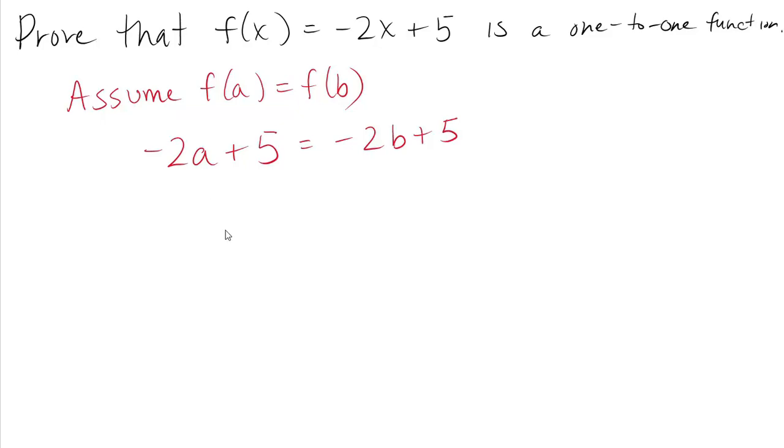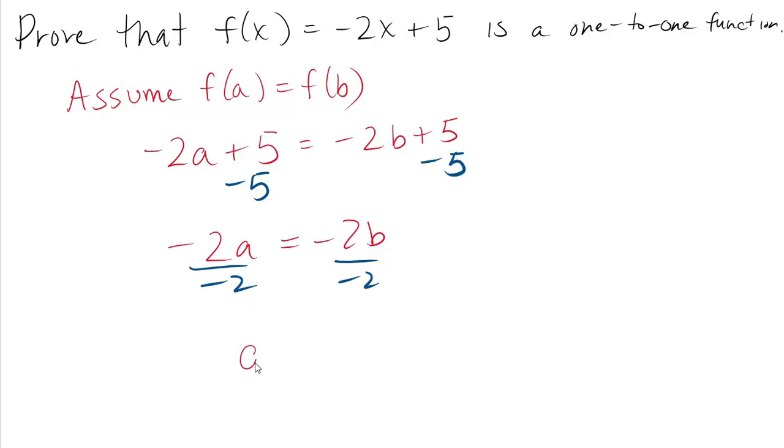So I would subtract 5 from both sides. That's negative 2a equals negative 2b. Then we divide both sides by negative 2. And we get a equals b. If f of a is equal to f of b, then it must be the case that a is equal to b. The only way that you can get the same output is if the two numbers you started with were equal. Therefore, this function is one-to-one.